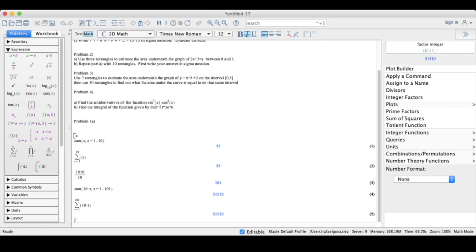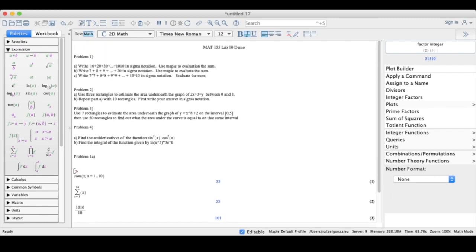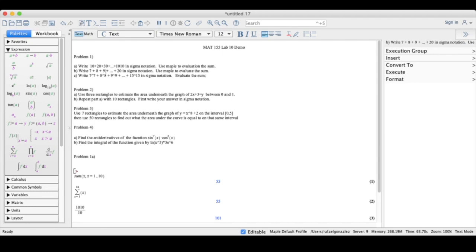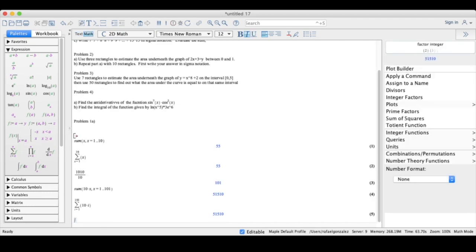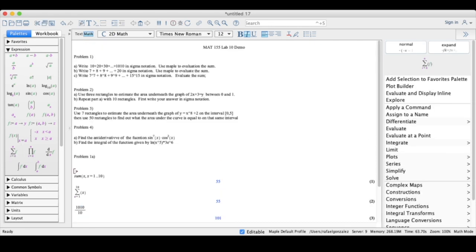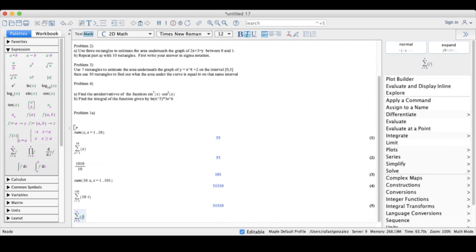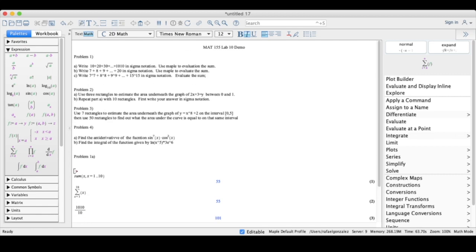Now for problem 1b, we have to write 7 plus 8 plus 9 all the way to 20 in sigma notation, then use Maple to evaluate the sum. So this is not a difficult problem. There's nothing changing here. If you notice, they're all increasing by ones. So what can we do here? Well, here we have a sum that begins at 7, but nothing is changing about the values in relationship to one another, just increasing by ones.